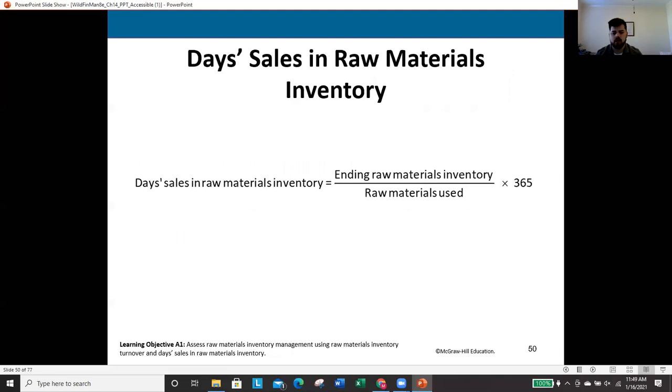The next one that we see here is days sales in raw materials inventory. This is ending raw materials inventory divided by raw materials used times 365. We'll see several days formulas throughout the course, and the way this typically works is whatever you are doing, you will then multiply by 365 anytime you see the word days. Okay, so that is the key there.